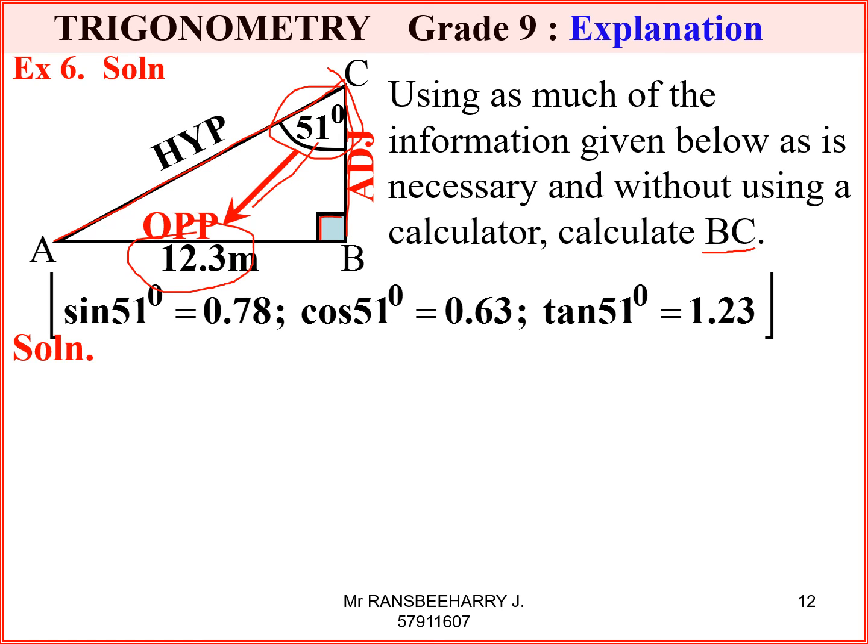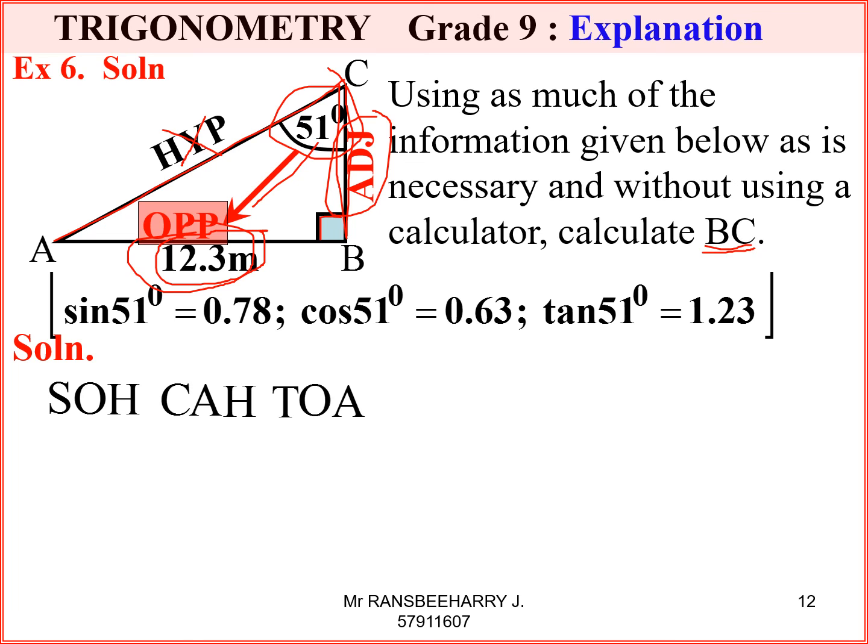So it is required to find BC, so we are going to use BC, the adjacent. The given side is the opposite. So we are going to use O and A. The hypotenuse is not given and not required to find, so we only need O and A. Next step, we write SOH CAH TOA. Where we have O and A, that is tan. So we are going to use tan.